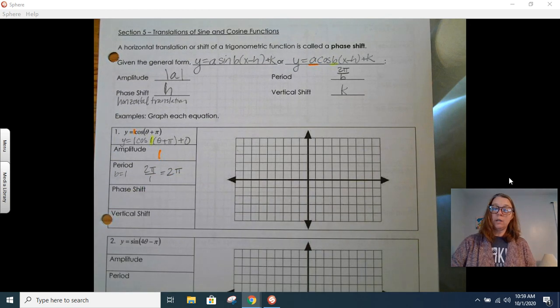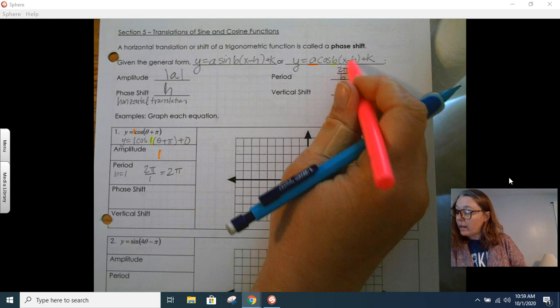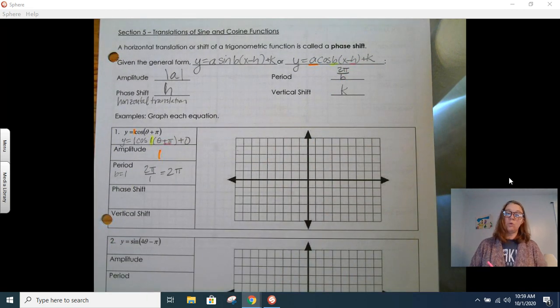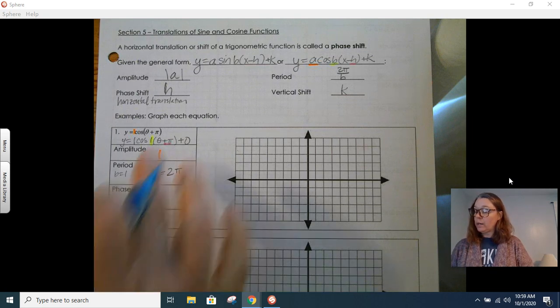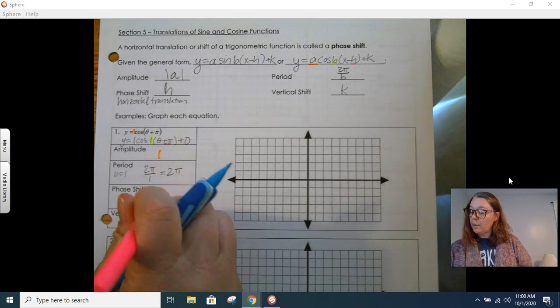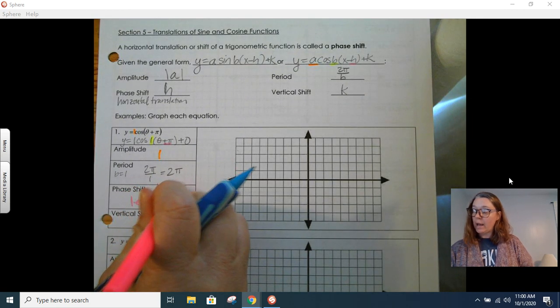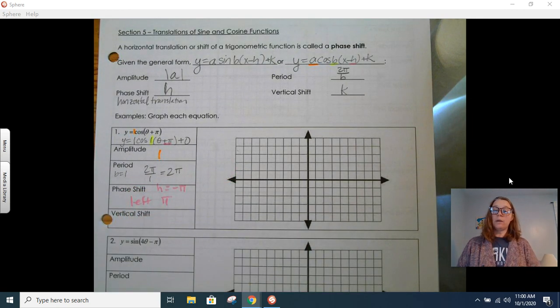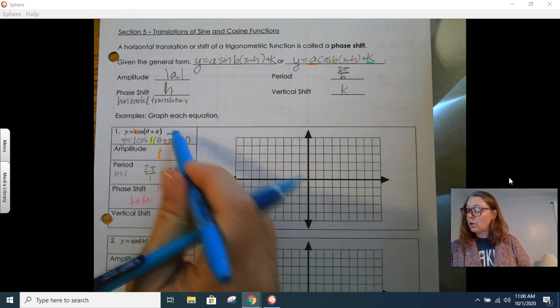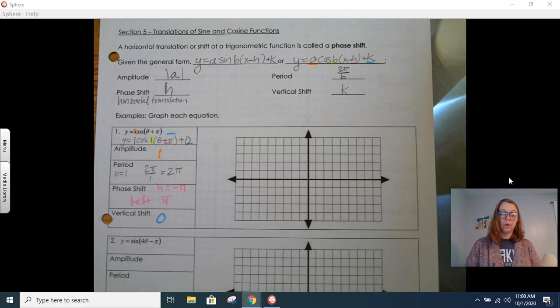My phase shift comes from the h value, and it's the opposite of what you would think. If it says minus h, you go to the right h, and if it's plus, it's to the left. This is plus pi, so that means we're going to go to the left pi. Our h value is negative pi, so we go to the left pi units. And then our vertical shift is what's being added on the end, which is our k value. In this case, nothing is being added to the end, so my k value is 0.